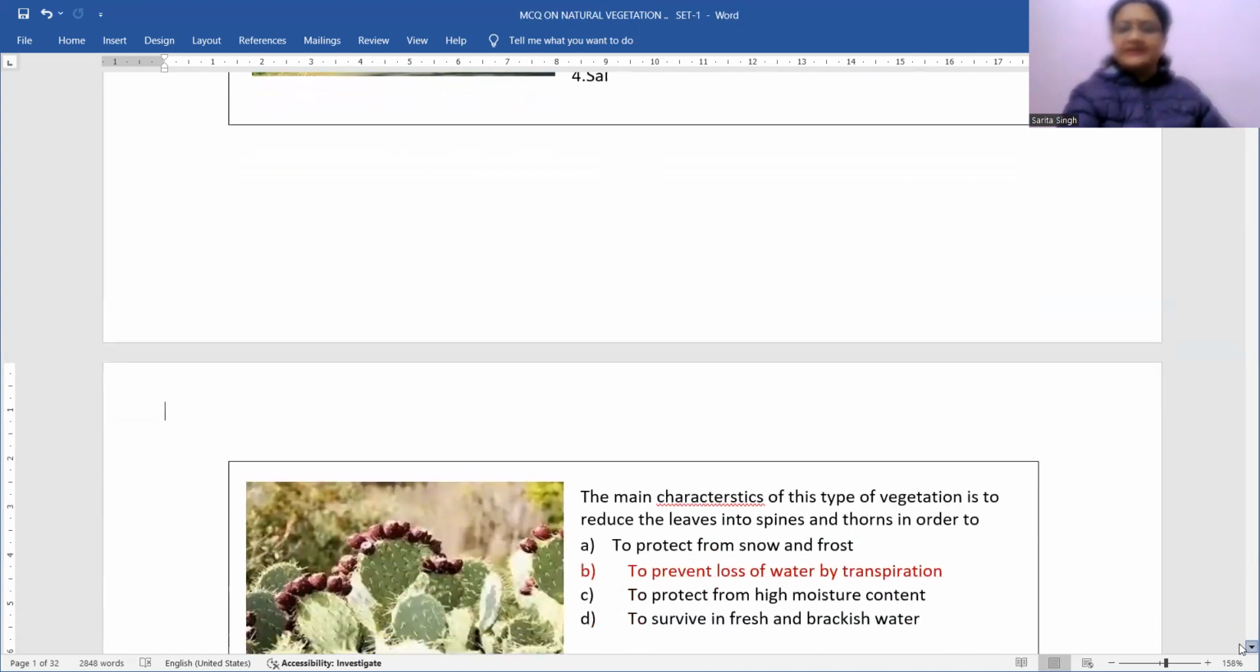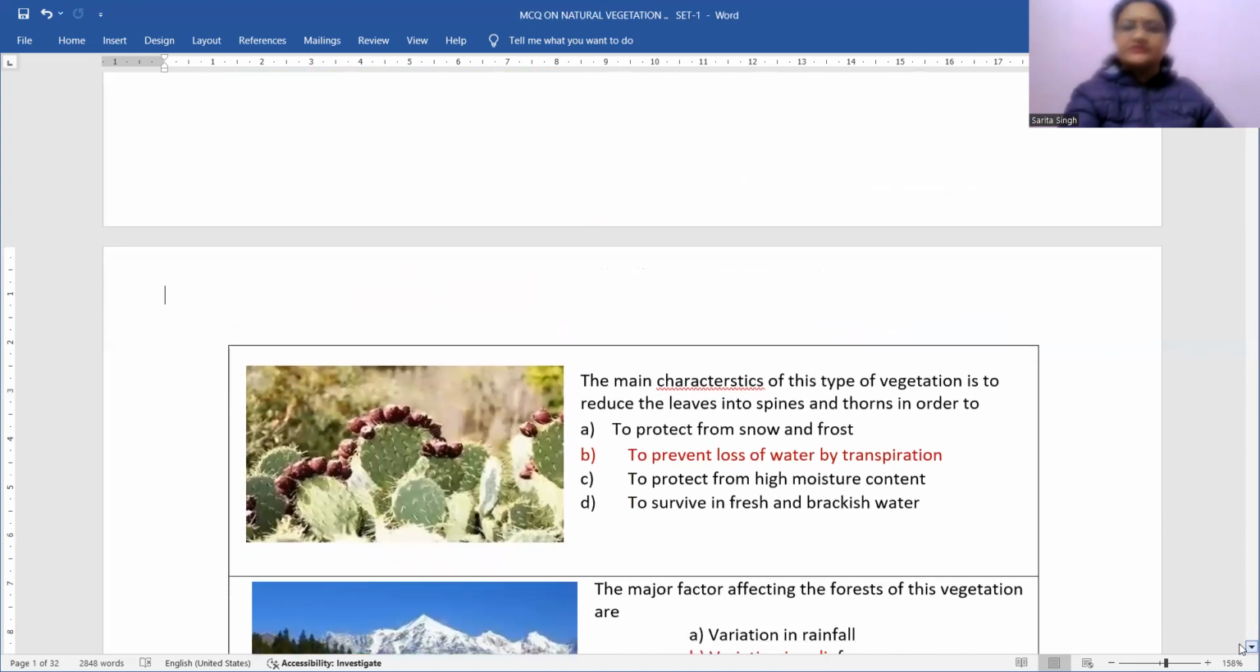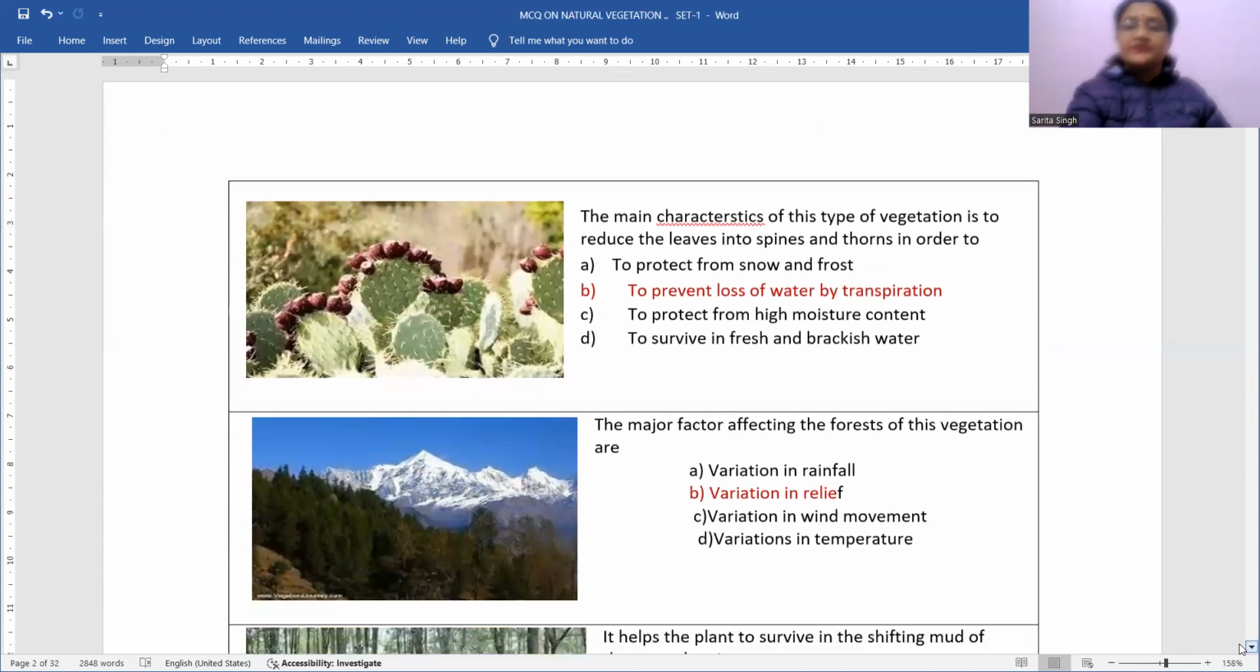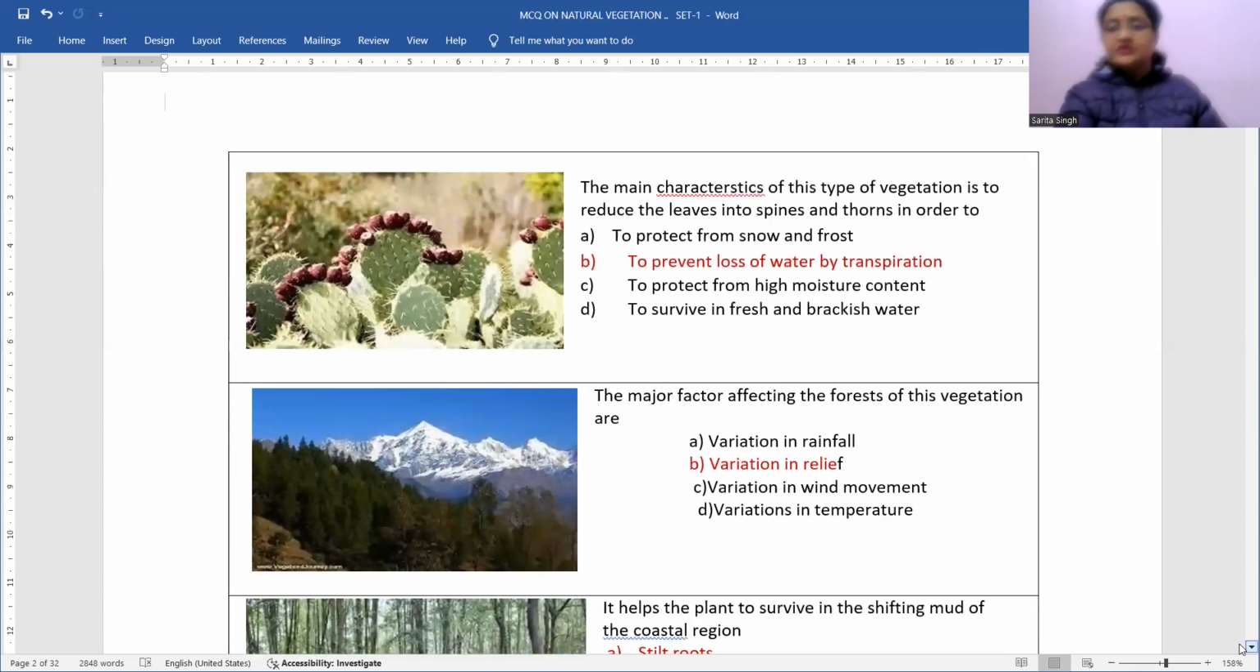Next question is, the main characteristics of this type of vegetation is to reduce the leaves into spines and thorns in order to, number 1 option is to protect from snow and frost. Number 2 is to prevent loss of water by transpiration, to protect from high moisture content, and to survive in fresh and brackish water. इसमें भी बच्चों option B is correct, that is to prevent loss of water by transpiration. क्योंकि ये vegetation है. Yes, can you name that vegetation? It is xerophytic vegetation and it is found in desert areas.